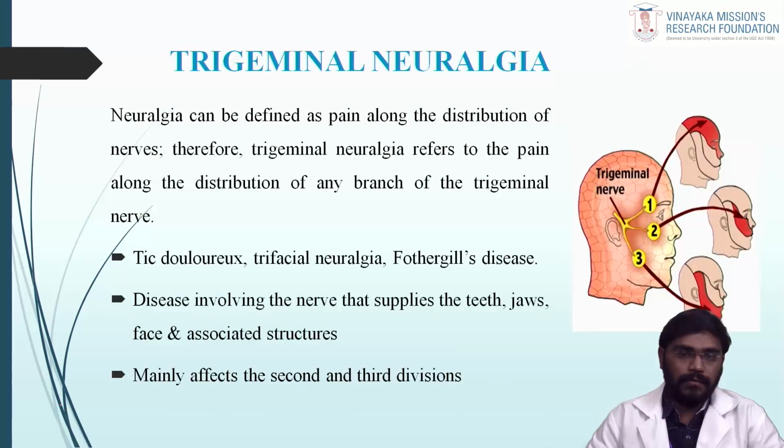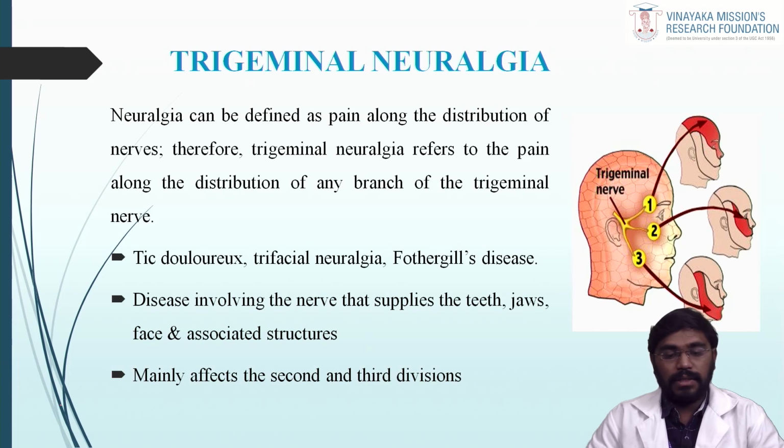Coming to the first part of the diseases of nerves, this is trigeminal neuralgia. As everyone knows, it is the fifth cranial nerve. It is divided into three branches: mainly ophthalmic, second is maxilla, third is mandible. Neuralgia is defined as pain along the distribution of the nerves, therefore trigeminal neuralgia refers to pain along the distribution of any branch of the trigeminal nerve. Other names are tic douloureux, trifacial neuralgia, Fothergill's disease.